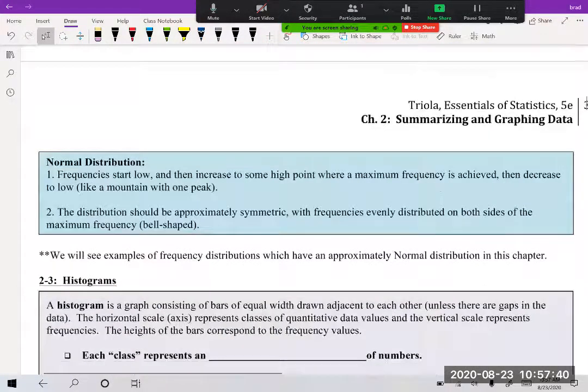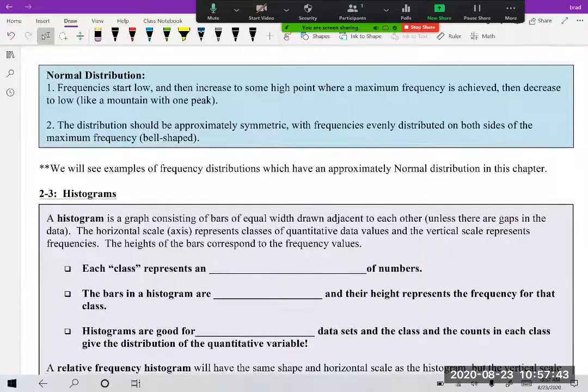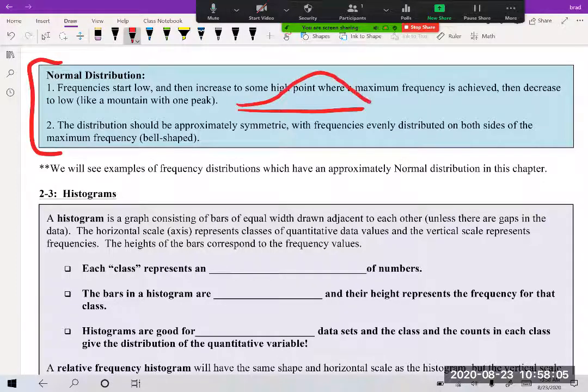Okay, so something we're going to spend a lot of time on starting in chapter 6. We will cover a little bit of it now, but just as a heads up, normal distribution is kind of like our favorite in statistics. Frequencies start low, then they increase to some point where the maximum frequency is achieved, then they decrease to a low, like a mountain with one peak. So a lot of times what we look at for this is you would have something that goes like this and then like that. That's a lot of times what we visualize as normal distribution. The distribution should be approximately symmetric with frequencies evenly distributed on both sides of the maximum frequency. So it should have this bell shape.